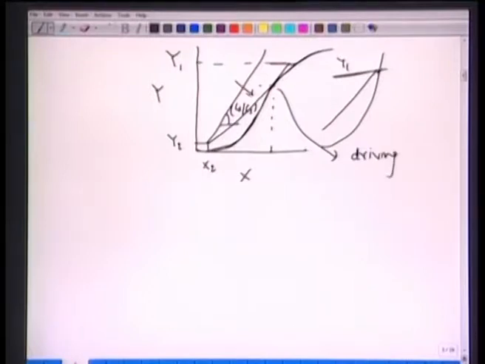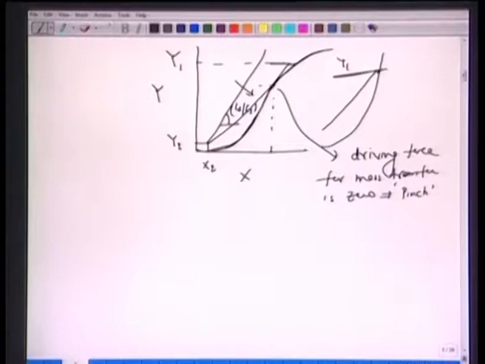Driving force for mass transfer is 0 here, is 0, or what we call this is there is a pinch here. So pinch occurs here rather than here.